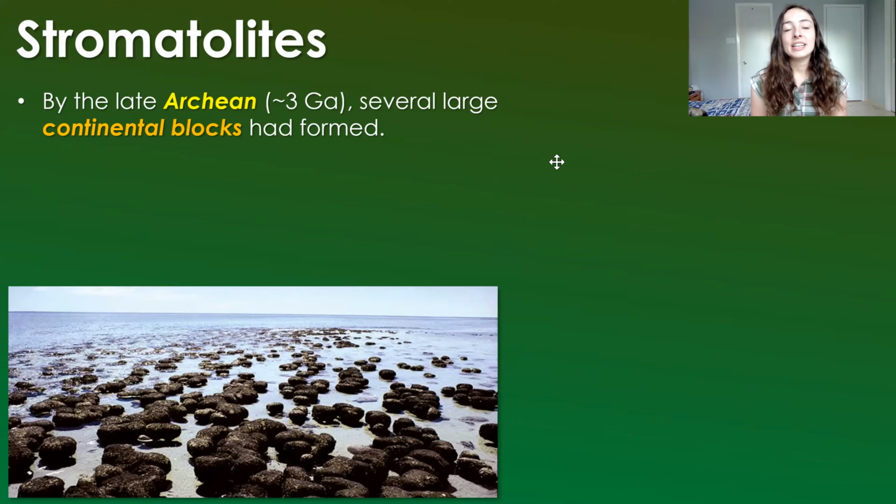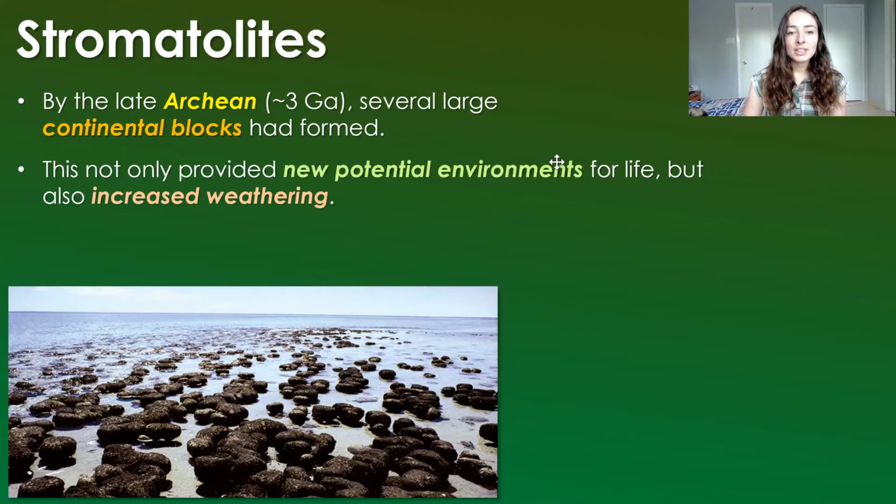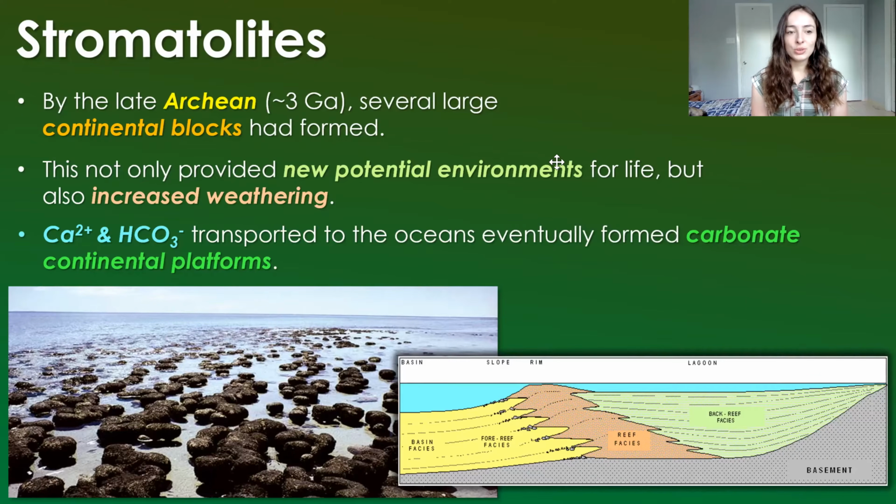By the late Archean Eon, around 3 billion years ago, several large continental blocks had formed, and that not only provided new continental environments for life, but also increased continental weathering. And that caused an increased flux of calcium and bicarbonate to the oceans, which eventually reacted with each other when enough got to the oceans to form stable carbonate continental platforms.